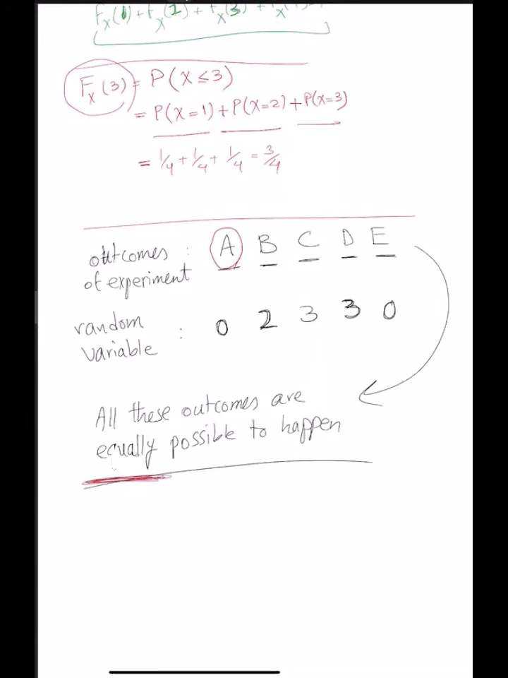1/5? 1/5, because I just said all these outcomes are equally possible to happen. When we run the experiment, any one of them can happen. Any one of them can be observed. If all of them are equally possible and there are 5 of them, then each one of them has the chance of 1/5. So these are basically the probability for these outcomes: 1/5, 1/5, 1/5, 1/5, and 1/5.